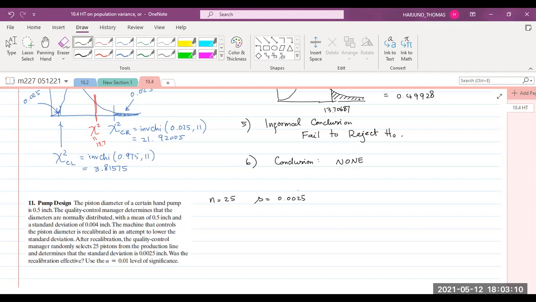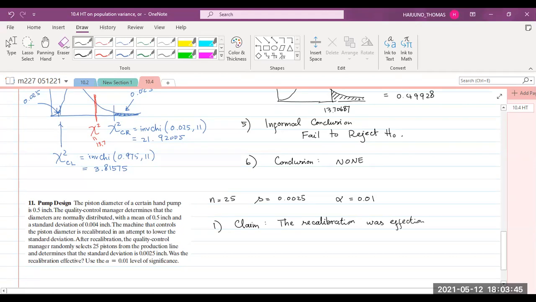But at the same time, even though the sample standard deviation is less, it doesn't mean it is consistently less. That's only from a sample of 25 pistons. Now we want to know if the recalibration was effective. In other words, has the standard deviation now decreased? Use alpha equals 0.01. Step 1, the claim: the recalibration was effective. If it was effective, then the population standard deviation after the recalibration is less than the previous one.